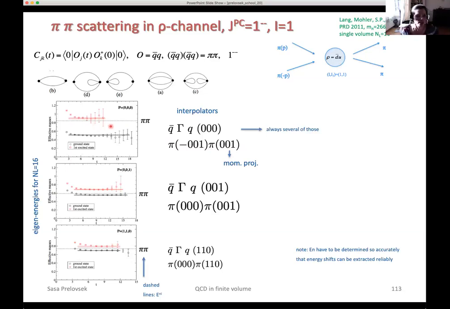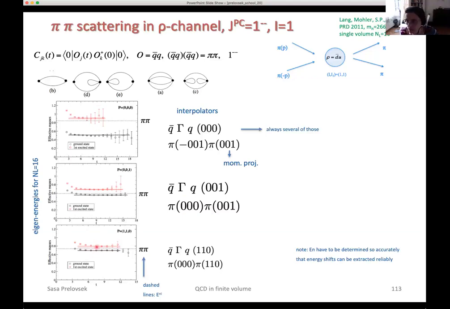This is for total momentum zero. You repeat the exercise for total momentum 1. The pi-pi operator would be here, one pion would have momentum zero, and here one would have momentum 1. You made the simulation, you get two energy levels. For total momentum (1,1,0), you repeat and you get this. So you get 6 energy levels.